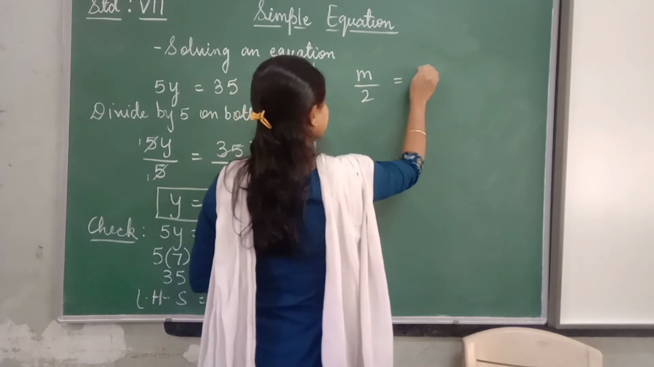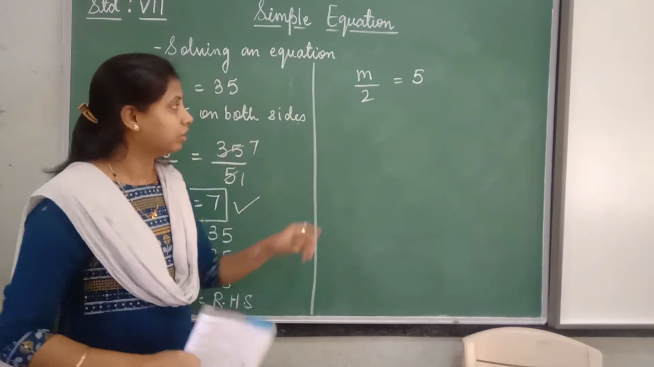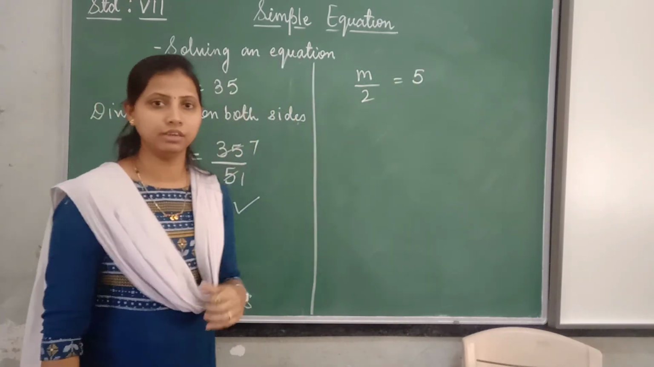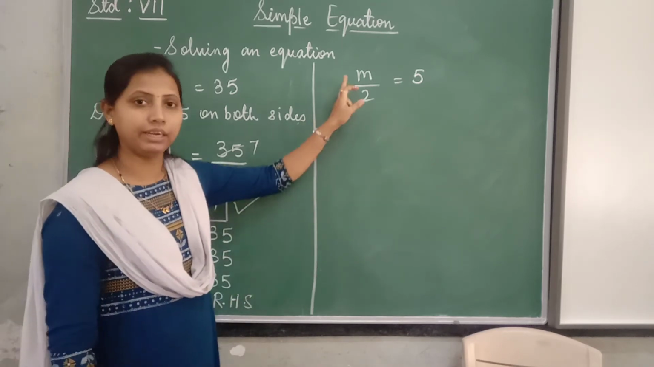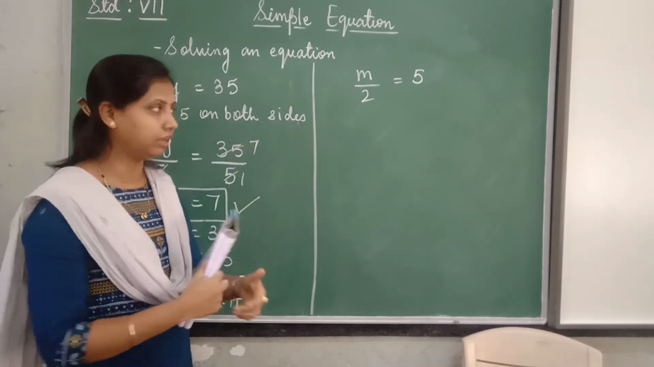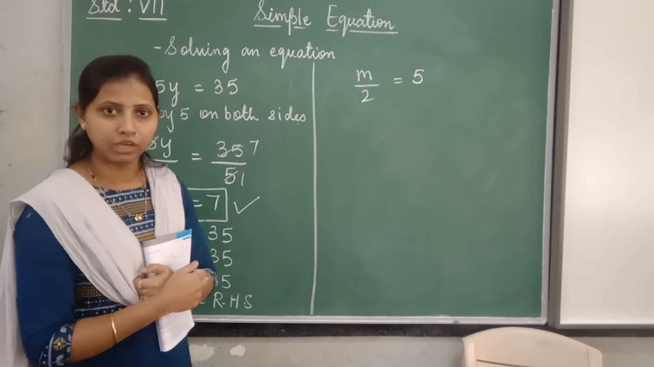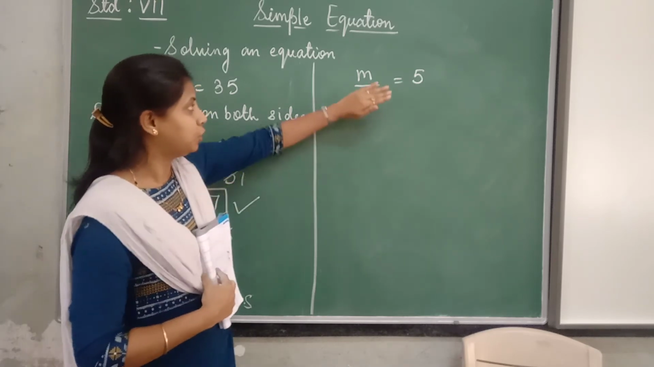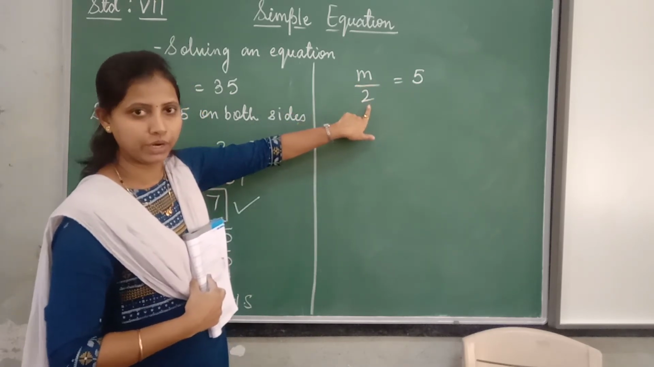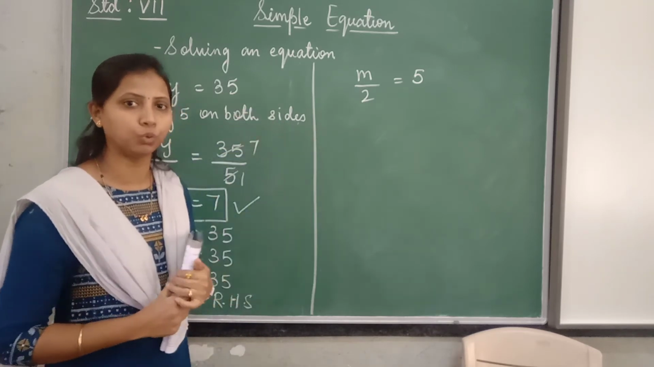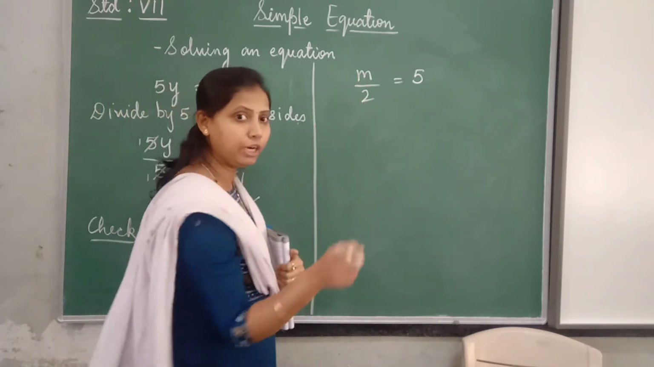m by 2 is equal to 5 is the equation. We have to find the value of m here. So how will you get the value of m? Now what is not required here? 2 is not required. So how to cancel this 2? It is m divided by 2.